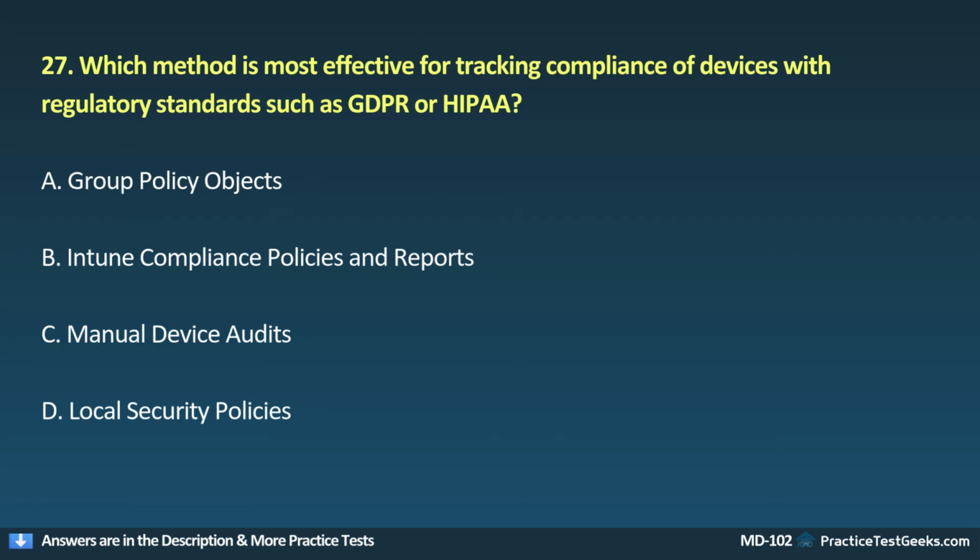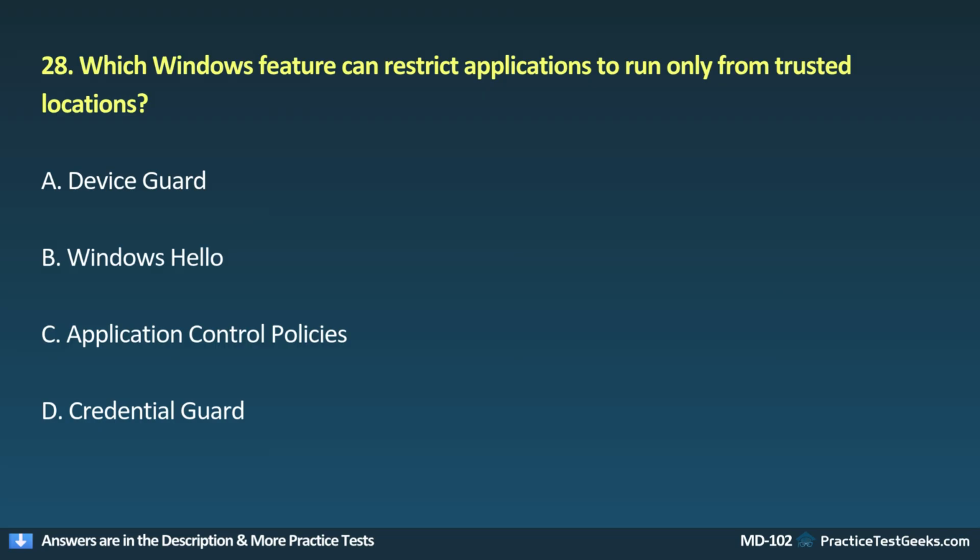27. Which method is most effective for tracking compliance of devices with regulatory standards such as GDPR or HIPAA? A. Group Policy Objects. B. Intune Compliance Policies and Reports. C. Manual Device Audits. D. Local Security Policies.